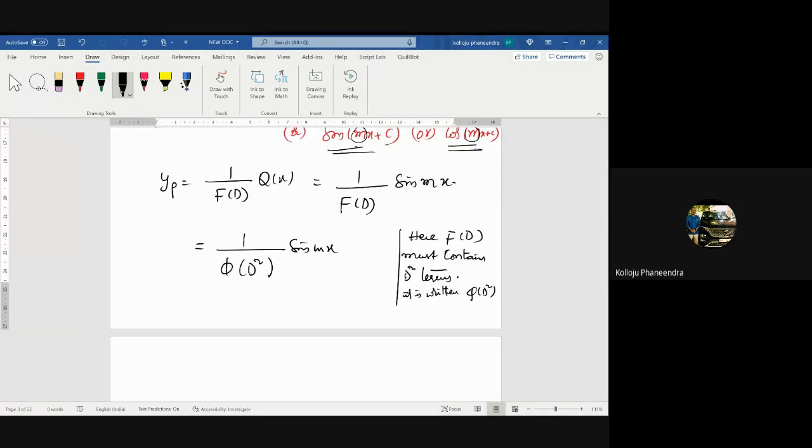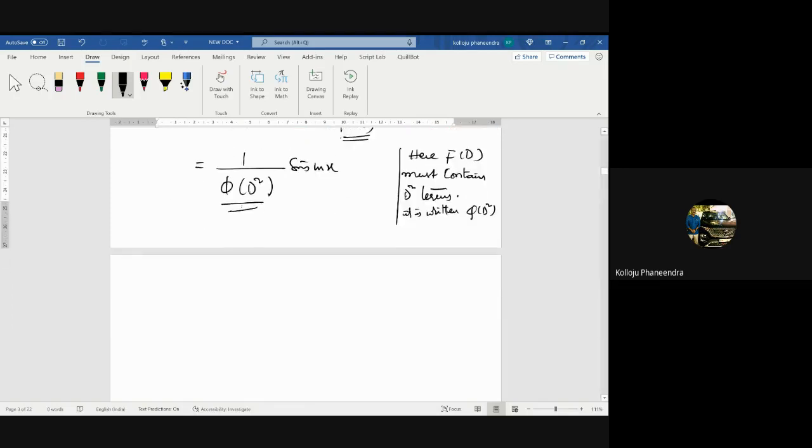What is phi of d square? It is nothing but f of d. And why this representation? f of d is having what terms? d square terms. For that purpose only, I have written this.